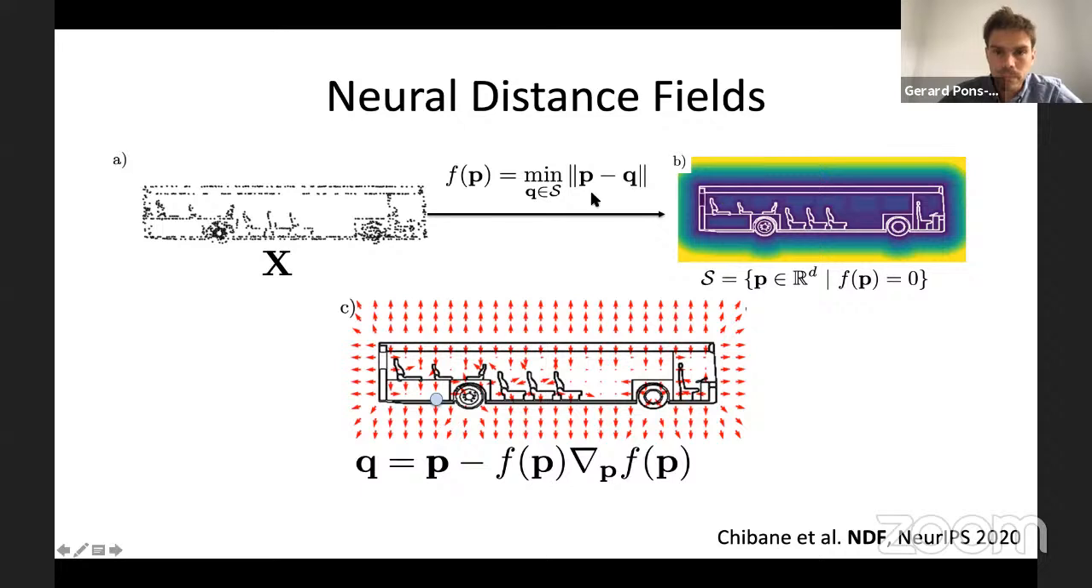And basically, this is in the direction of the closest point. And now, how many units of distance do I need to move in this direction? Well, this is given by the distance itself. That's why it's a distance field. So you just need to move f of P units of distance to land on Q.